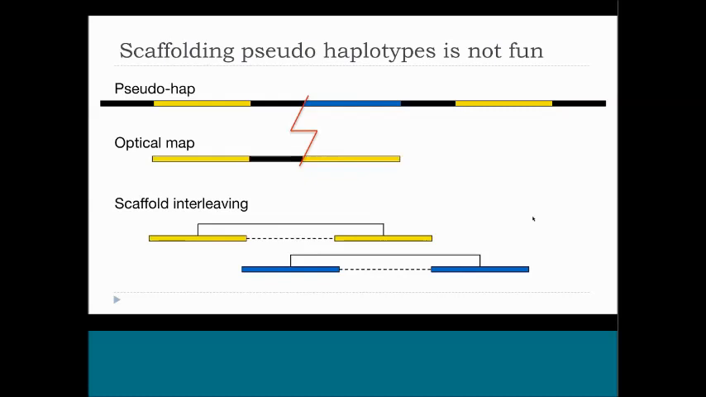maybe instead of one scaffold representing one haplotype, I end up with two scaffolds that are representing the two haplotypes, but then they're interleaved with one another. And it can be really hard to account for this, both in scaffolding or downstream analyses, and can cause some of these duplication problems that we were seeing.